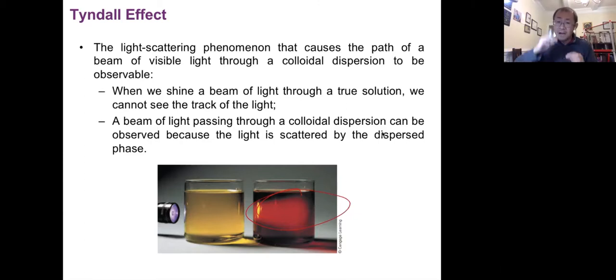Only a colloid will have that path of light. Why? Because the particles of a colloid are bigger. They can scatter light, so you have a creation of a light path. So you can do an experiment at home. A solution will not give you that path of light, but a colloid will.